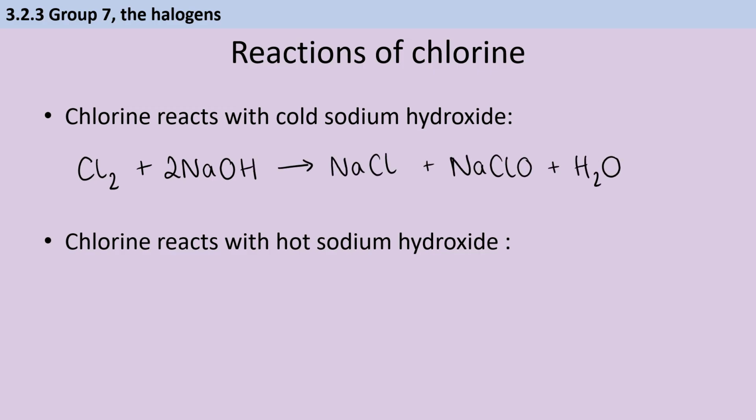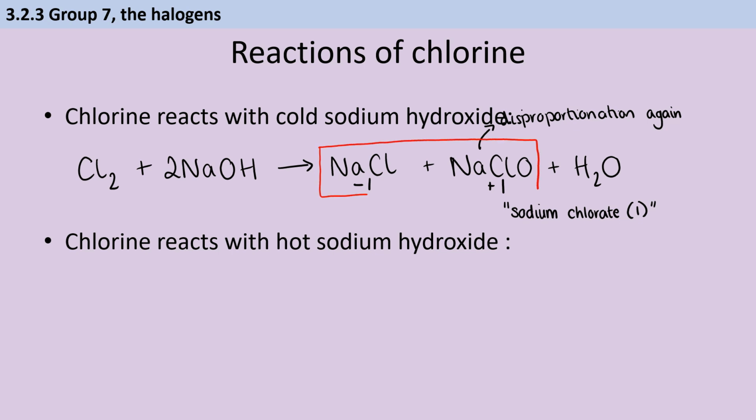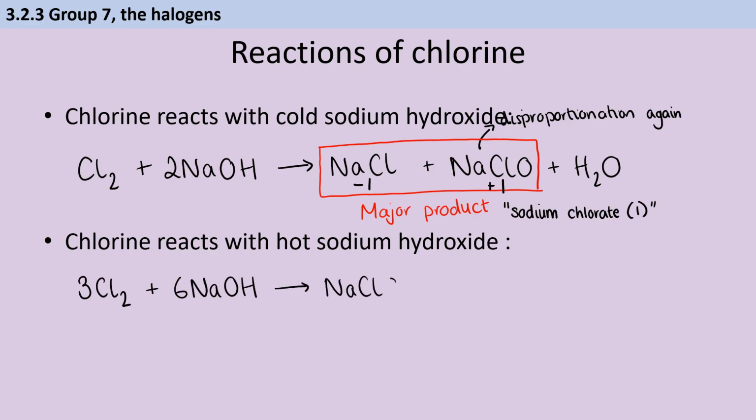When chlorine reacts with cold, dilute aqueous sodium hydroxide, it produces two major products, sodium chloride and sodium chlorate. Going from the oxidation state of 0 in the elemental chlorine, in the sodium chloride, the oxidation state of chlorine is -1, and in chlorate, it's +1. So this is another example of a disproportionation reaction. This is sometimes referred to as sodium chlorate 1 to differentiate it from sodium chlorate 5, which we'll get to in just a second. So we have two major products here, and the sodium chlorate can be used for a variety of things, including making herbicides, explosives, dyes, cosmetics, pharmaceuticals, and paper.